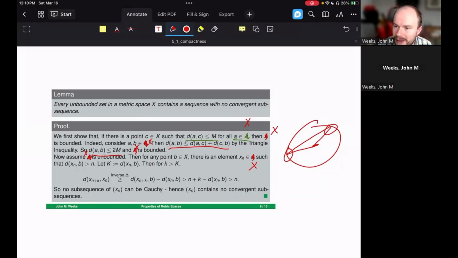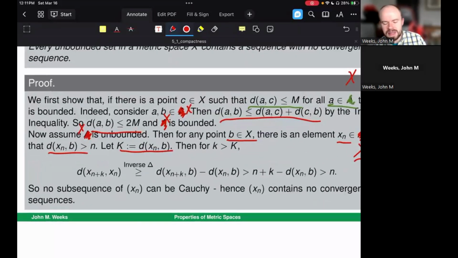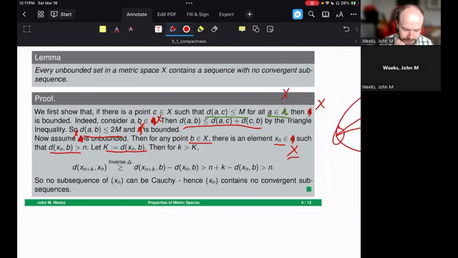Now we're going to use the contrapositive of that statement. We're going to use the fact that X is not bounded. Then for any point B inside of our space, there's going to be an element x_n in X such that the distance from x_n to B is greater than n. And we're going to define K to be this value, the distance from x_n and B. Now notice that I can do this for any value of n, and what I'm doing there is constructing a sequence, x_n, so that the distance from x_n to B is greater than n. If I do something like this, I'm about to show that this sequence is very, very, very not Cauchy. Let's show how that would work.